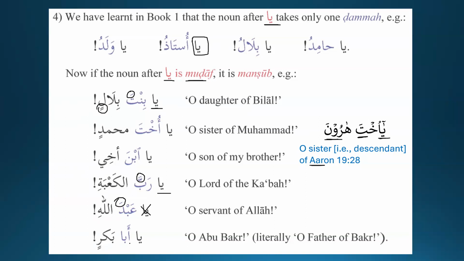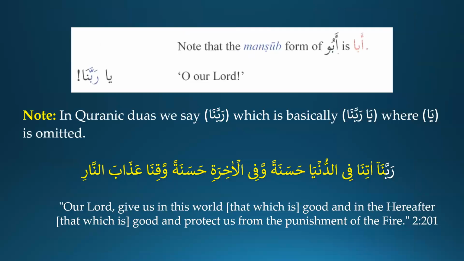In the next slide, you will see an example of the same pattern from the Quran. Ya Aba Bakrin, O Abu Bakr, literally, O father of Bakr. So now we know that the noun Abu is marfu, Aba is mansoob, and Abi is majroor. Here Aba is mansoob because the marfu form will be Abu and the majroor form will be Abi.